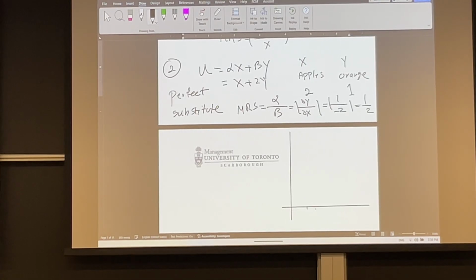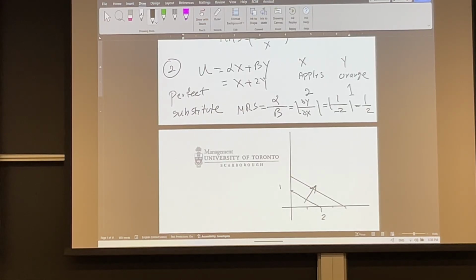That is 2 apples, that is 1 orange, that is 1 indifference curve. Right? 2, 1. And you can go to 4, 2. That is another one. And you become happier at this one. Straight line.